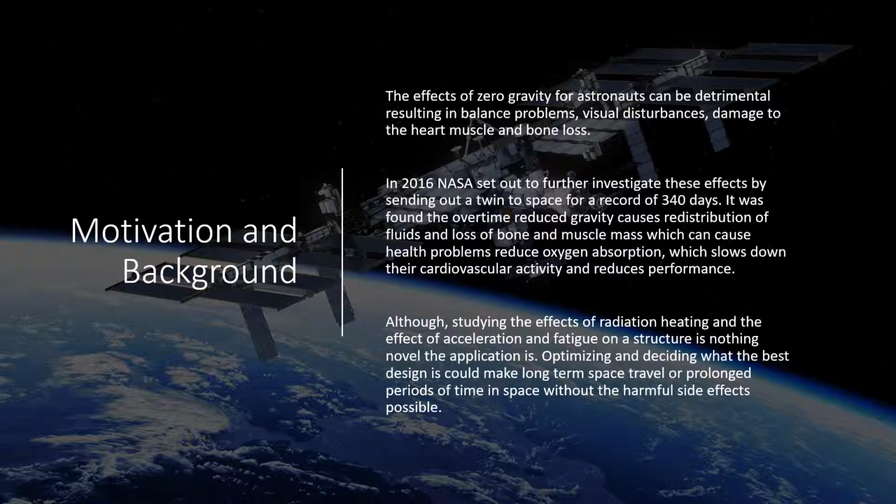Motivation and background. The effects of zero gravity for astronauts could be detrimental, resulting in balance problems, visual disturbances, damage to the heart muscle, and bone loss. In 2016, NASA set out to further investigate these effects by sending a twin to space for a record of 340 days. It was found that over time, reduced gravity causes redistribution of fluids and loss of bone and muscle mass, which can cause health problems, reduce oxygen absorption, which slows down the cardiovascular activity and reduces performance.